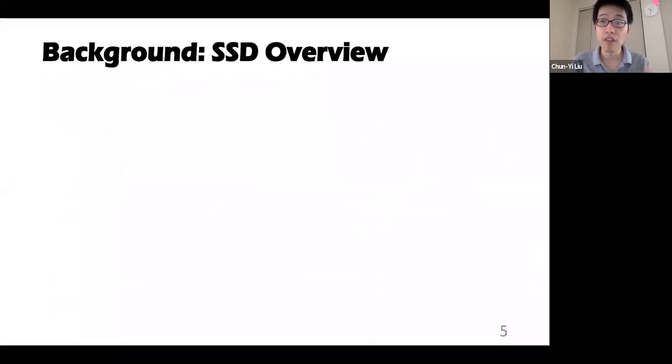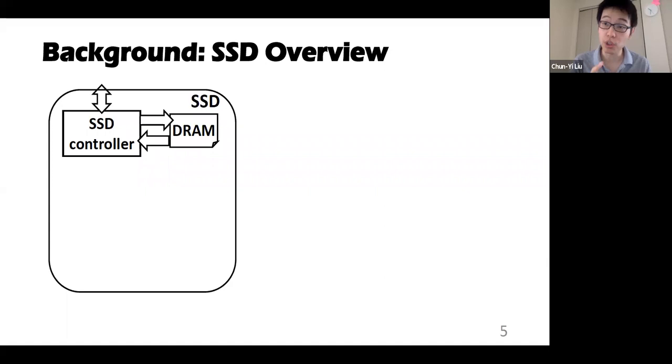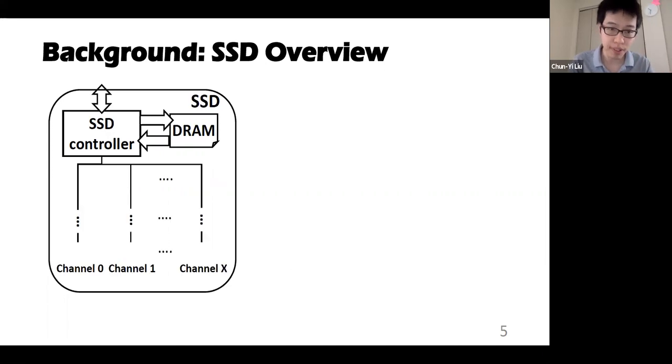Here shows the overview of SSD. SSD contains three components. The first one is the SSD controller, which runs an FTL, flash translation layer, to translate the logical address to the physical address on the NAND chips. And the FTL needs a mapping table, which is stored in the DRAM buffer. The DRAM buffer also stores some temporary written data, so that the performance of the SSD can be better. And the rest of them are the NAND chips. All NAND chips are serially connected by the channels.